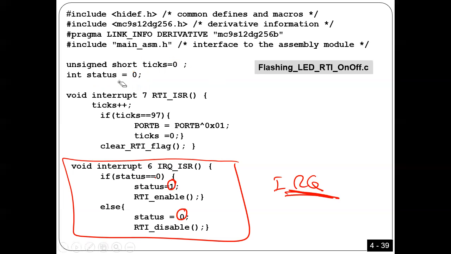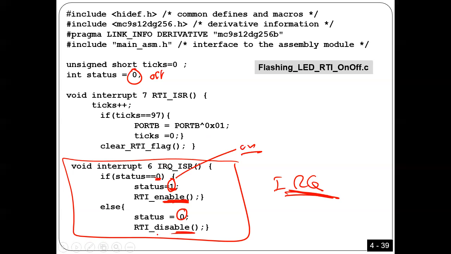So here, if it is 0, I'm going to make it 1 and then enable. That means it was disabled in the very beginning. So 0 means off, and sorry, 1 means on. Here I'm going to say if it is 0, make it 1 and then enable RTI. Else, disable RTI.